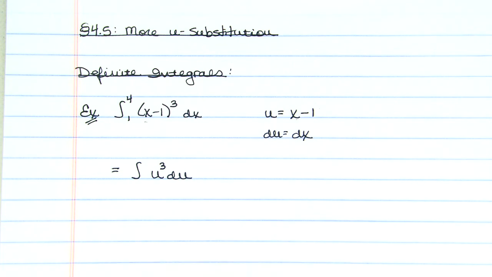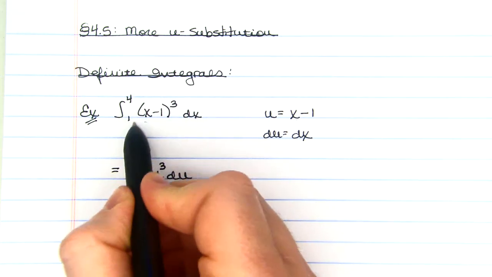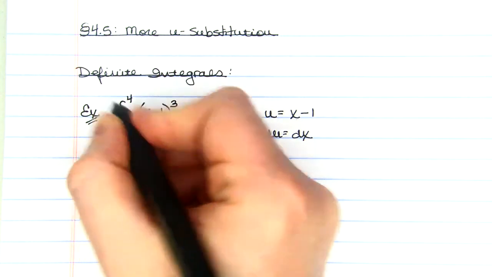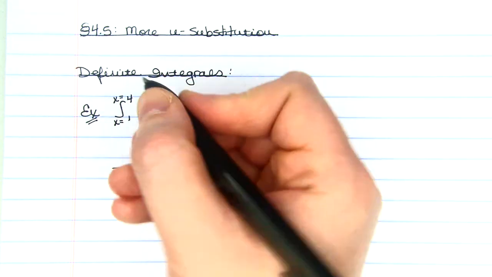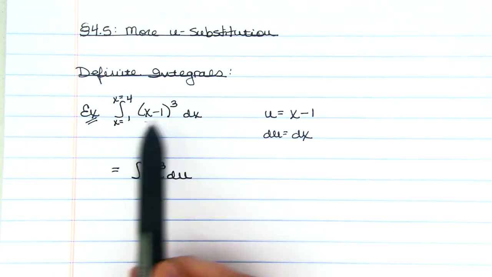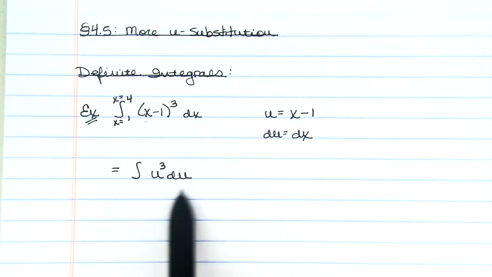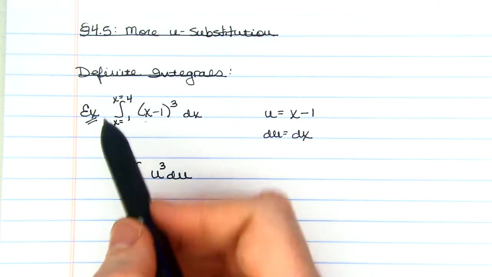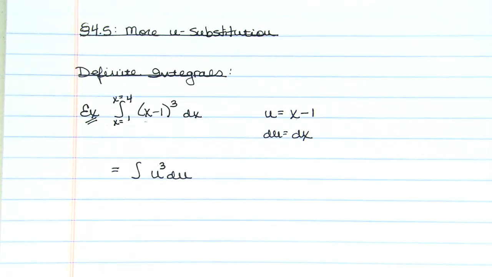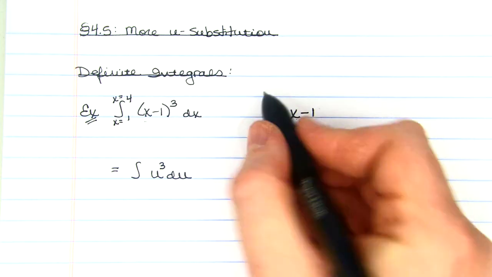Now, these limits of integration over here, those were x values. In fact, I'm going to write x equals 1, x equals 4. Because I've turned this problem from something with x's into something with u's, I also need to change these limits of integration from x values into u values. But very nicely, I have a formula that will do that for me.